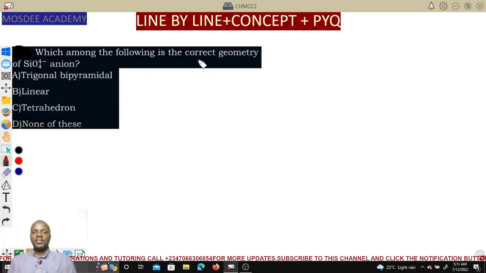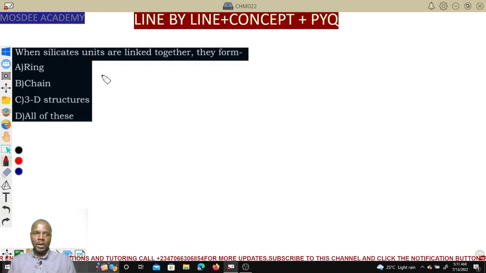Which among the following is the correct shape of this? Tetrahedron. I drew it just now. I think there are four questions more. When silicate units are linked together, they form a 3D structure. Please note that. This is the answer.